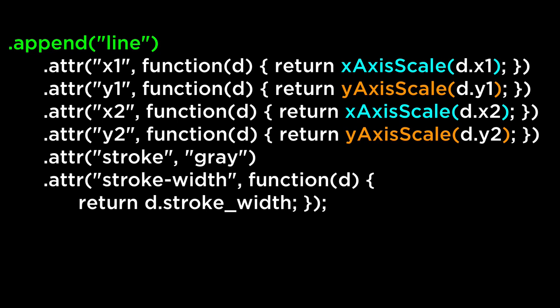As we zoom in or out, the domain of the x-axis scale and y-axis scale will change according to the zoom level. So when we use them to scale the line x and y coordinates, they will automatically draw them in the right place.